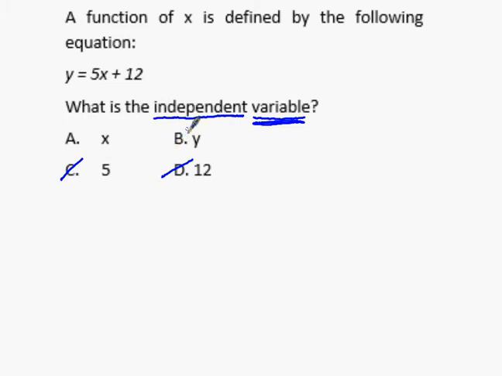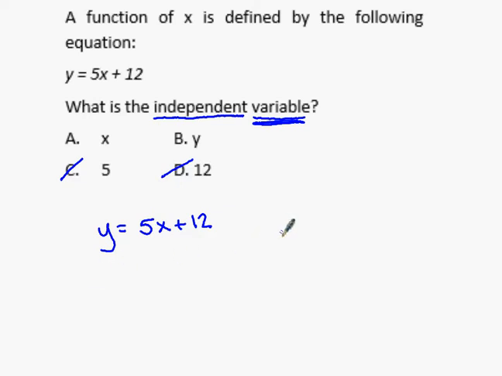But I actually do know this one, so let's go ahead and talk a little bit about independent versus dependent variables. In this equation, y equals 5x plus 12, you're used to seeing this equation, and this equation represents a line. If you were to graph this equation on a coordinate plane, it would represent a line. And one of the things that you were taught when you'd write an equation like this is you can graph it by creating a table.